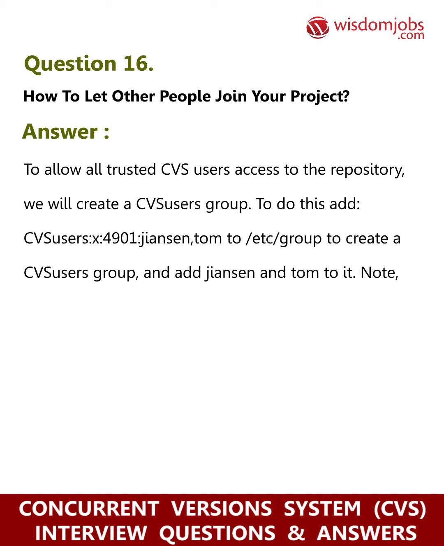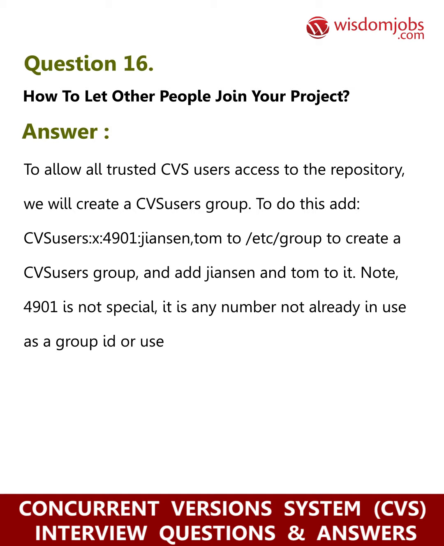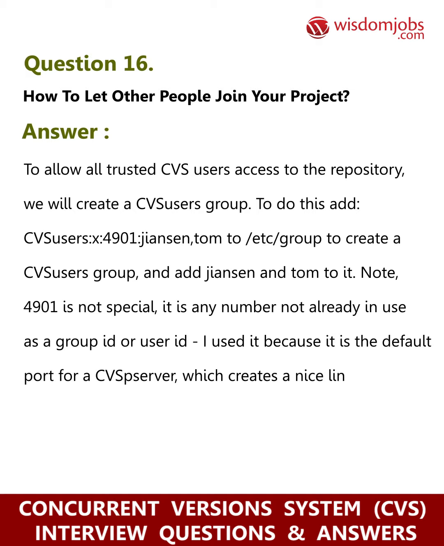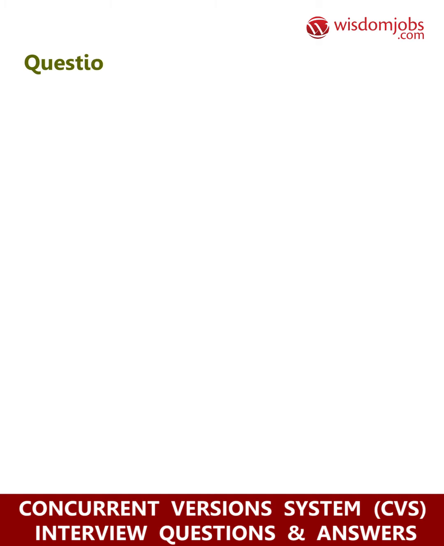Note: 4901 is not special, it is any number not already in use as a group ID or user ID. I used it because it is the default port for a CVS pserver, which creates a nice link between the two.